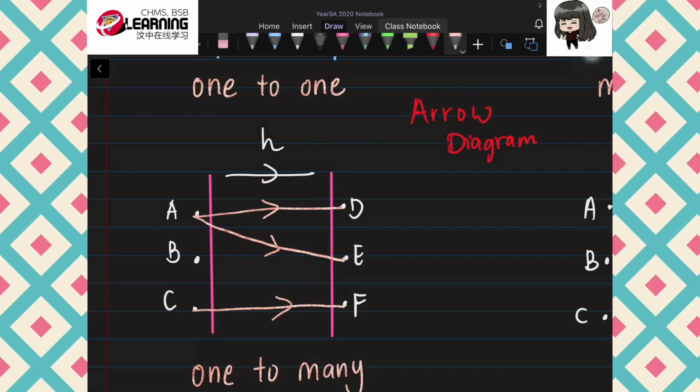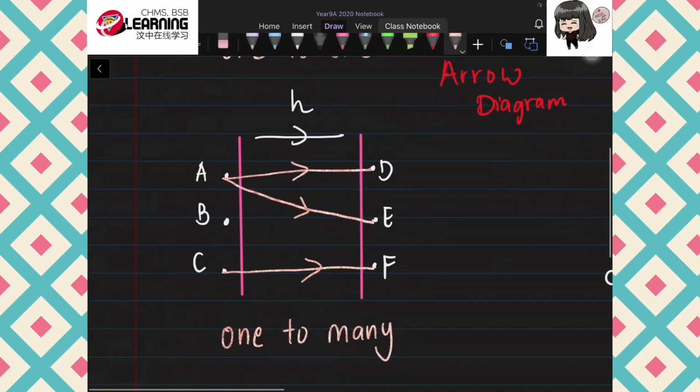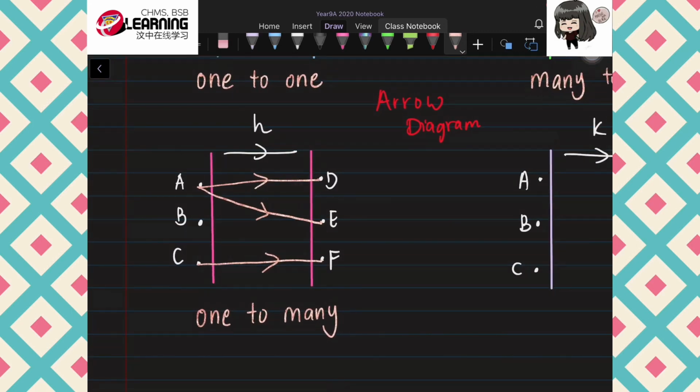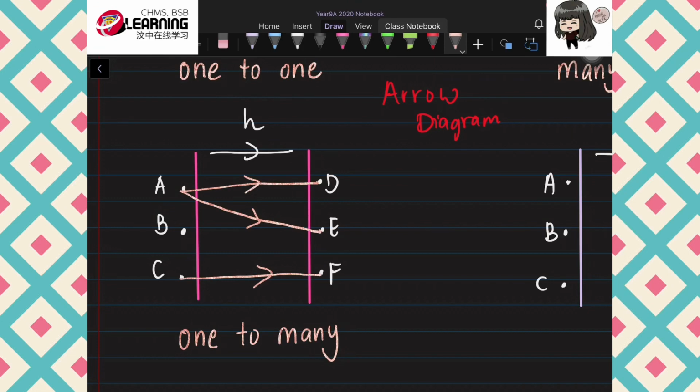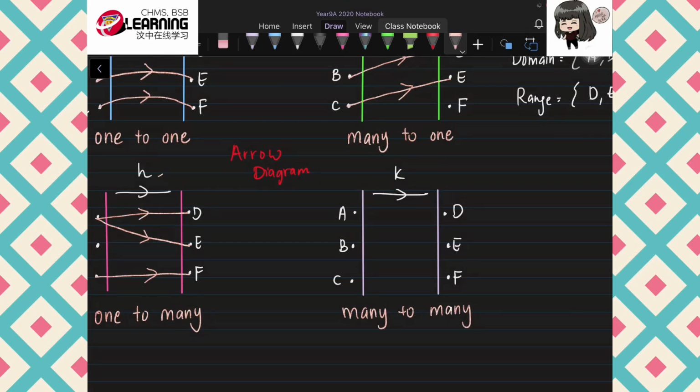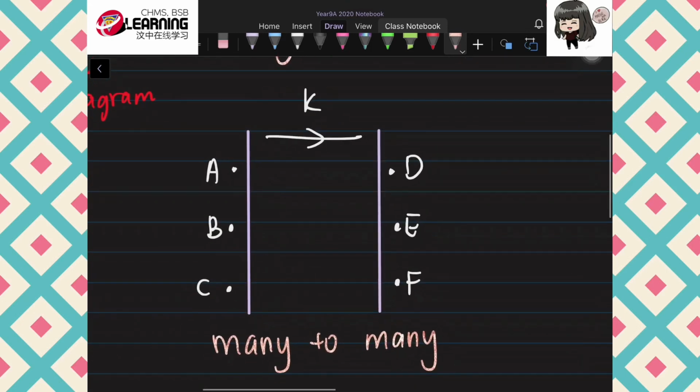Even though our object C here, the image is F, only 1 to 1 here, overall we can know that this relation in this arrow diagram is 1 to many because A gives to D and E.